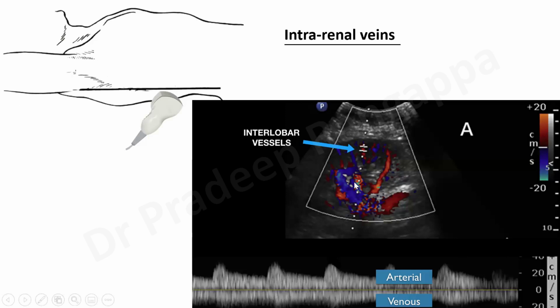It is not the main renal vein you keep the probe on. The ultrasound probe has to be aimed at the interlobar veins, because that is where the pressure reflections happen. Both the arterial phase and the venous phase will be seen like this. So it is the interlobar veins where you have to place the sample and the Doppler cursor, and then do your waveform assessment.